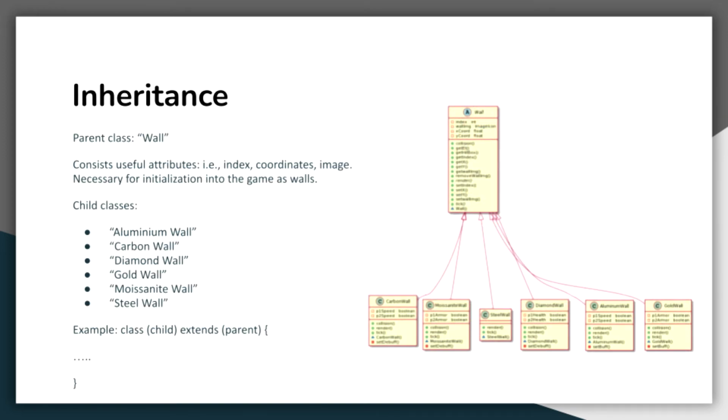As for the inheritance concept in OOP, we have created a parent class named Wall, and it consists of attributes such as index, coordinates, and image. These attributes are necessary for initialization. Child classes such as Aluminium, Carbon, Diamond, Gold, and Moissanite Wall all inherit the attributes from their parent class, which is the class Wall.